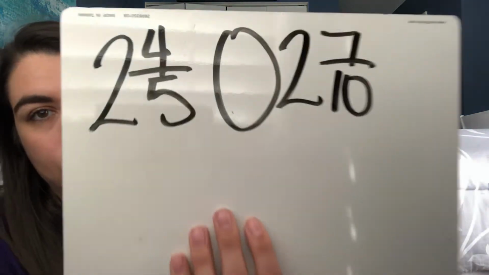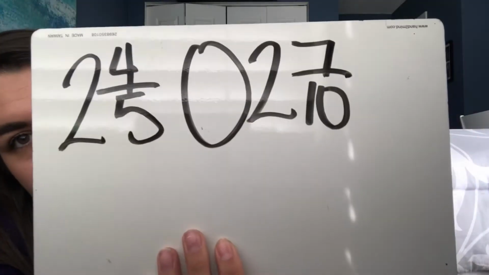All right, the next one, this is the one we have to change them. 2 4/5 compared to 2 7/10. Go ahead and change your denominators to be the same and then compare.